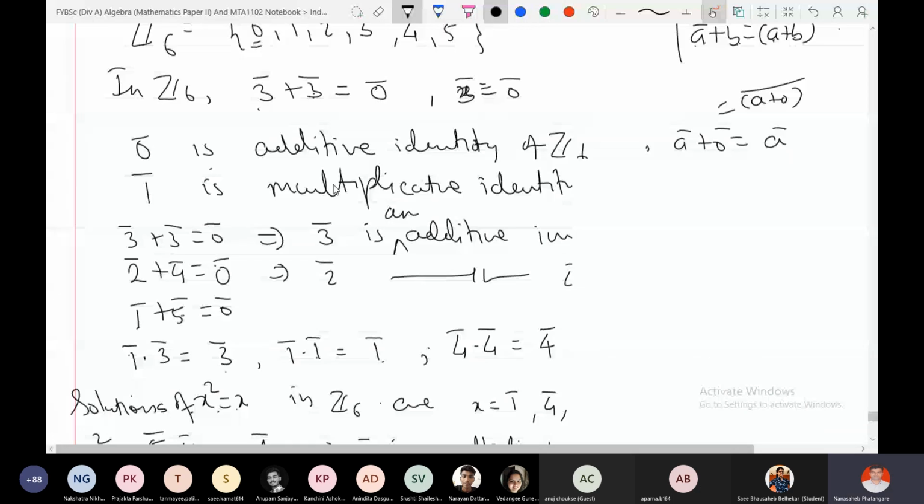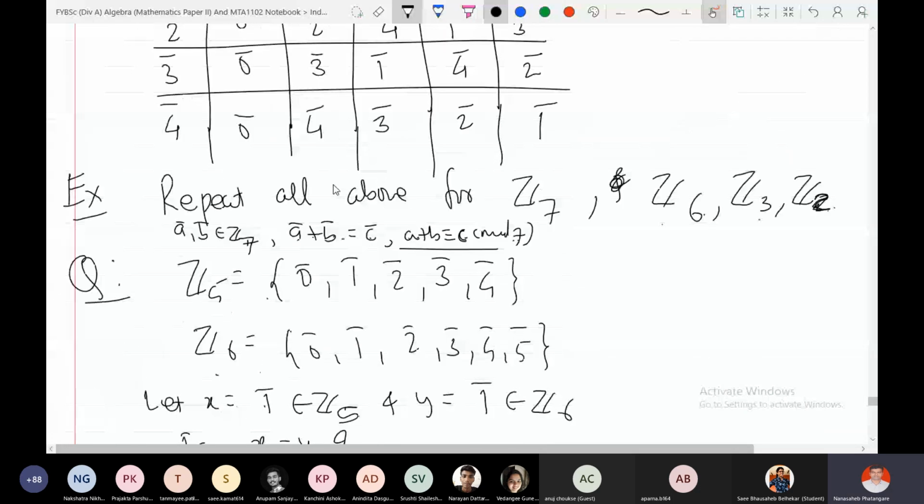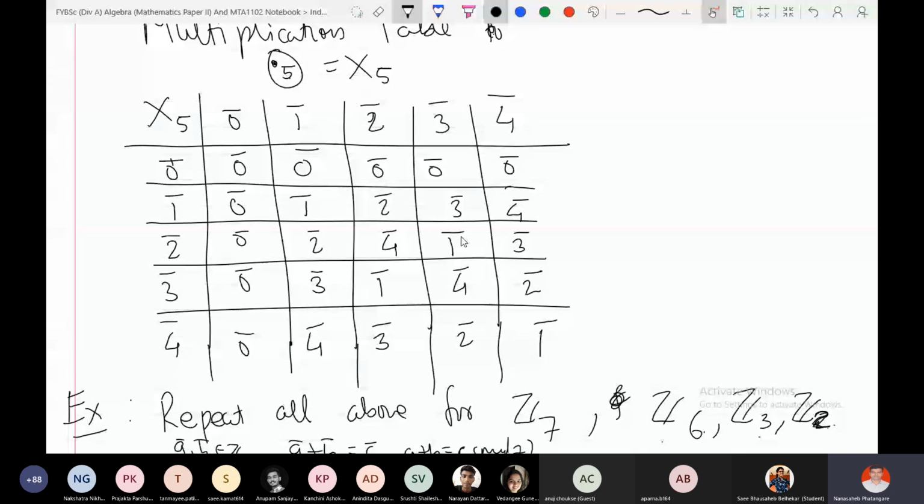What is this multiplication, 2 bar into 3 bar? Where does 1 occur in the row of 2? It occurs at the intersection of the row of 2 with the column of 3. So 1 bar occurs. That means 2 bar into 3 bar is 1 bar. What about 3 bar? 3 bar into 2 bar is 1 bar. Here 1 occurs. What about 4? 4 bar into 4 bar is 1 bar. So 4 bar is the multiplicative inverse of 4 bar, right?